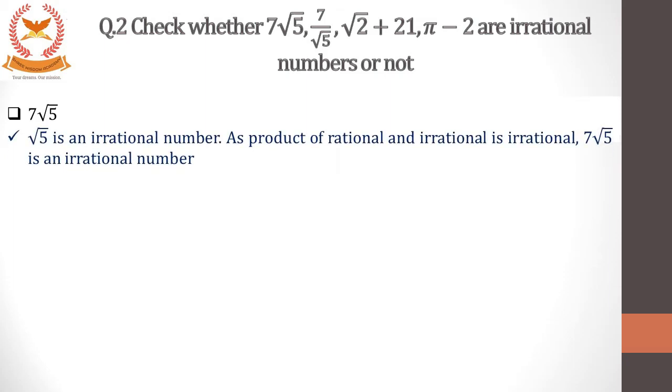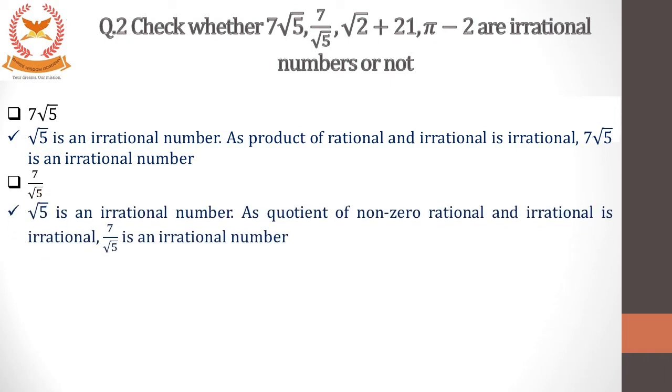नेक्स्ट, 7 अपॉन रूट 5. फिर से यहाँ पे आपको क्या दिख रहा है? 7 is a rational number, root 5 is an irrational number, and we know that if we divide rational by irrational, the answer is irrational, right? आप यहाँ पर देख सकते हो root 5 is an irrational number, and as quotient of non-zero rational and irrational is irrational, the given number is an irrational number.